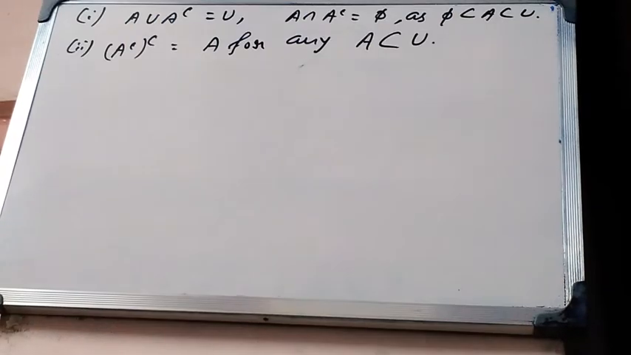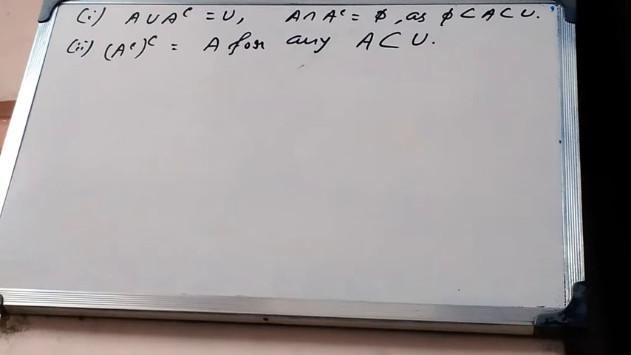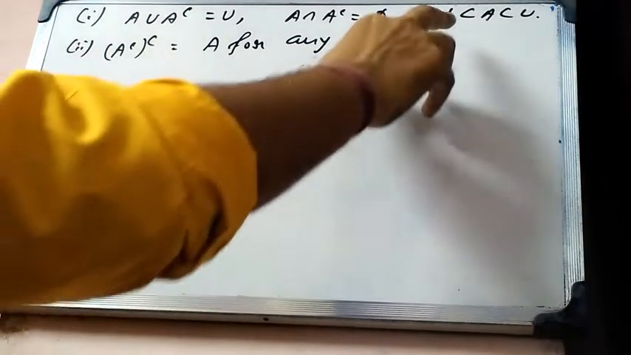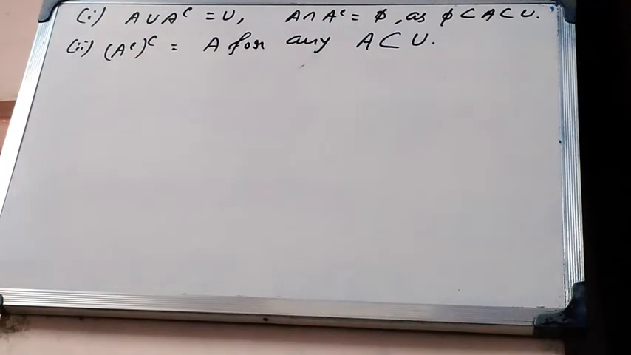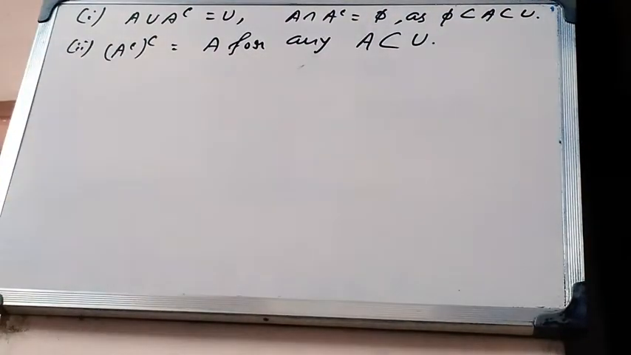Now we will discuss some properties of complement of a set. The first property is A union A complement is equal to the universal set U, and A intersection A complement is equal to the null set phi, because phi is a subset of any set. That means phi is a subset of A, and A is a subset of universal set, because all the sets are subsets of the universal set. So obviously A is a subset of universal set. And the second property is A complement whole complement is equal to A, nothing but the set A itself, for any A subset of U, the universal set U.